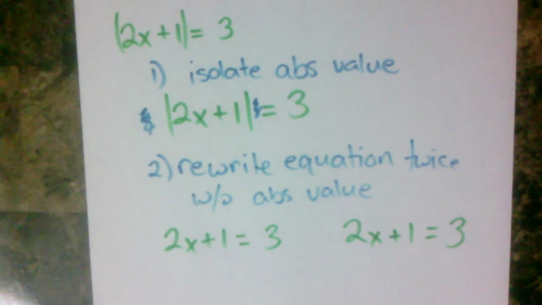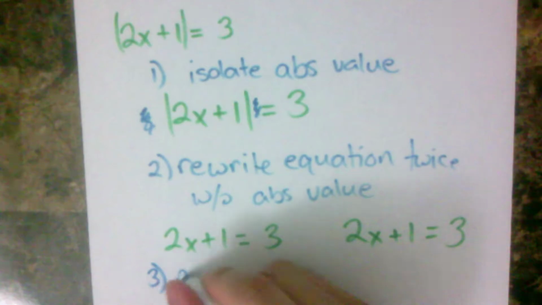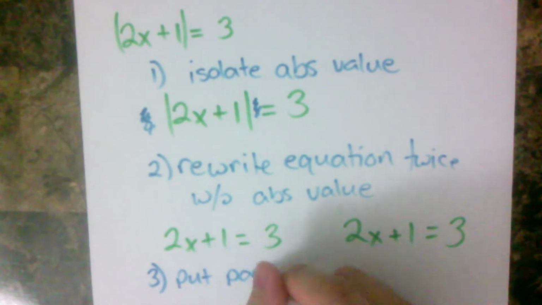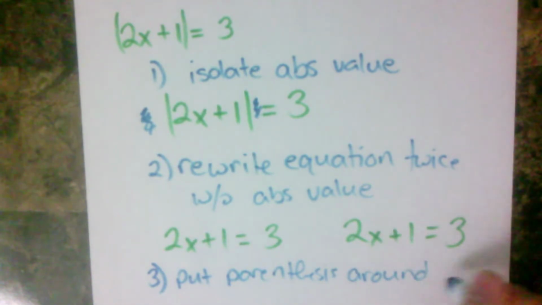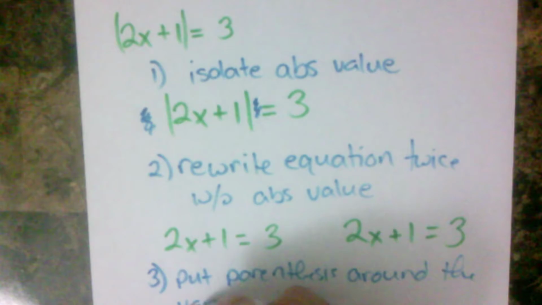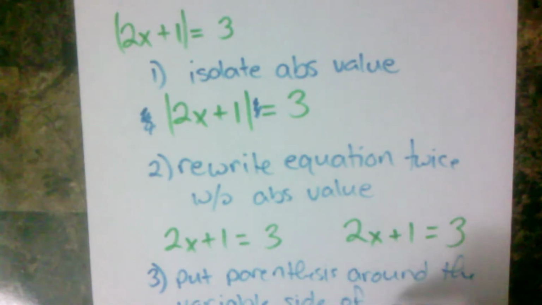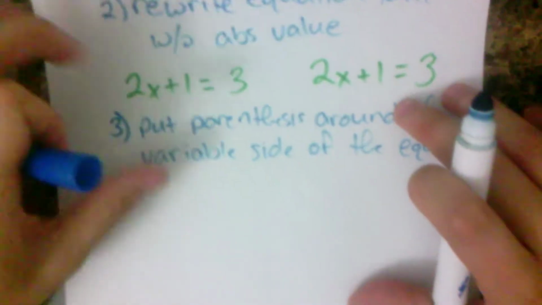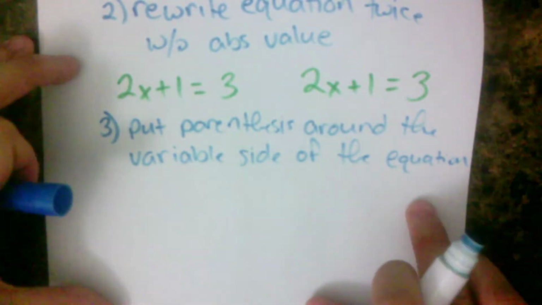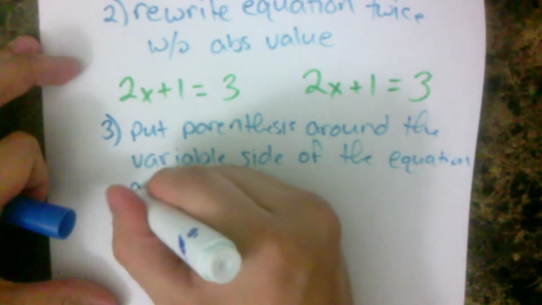Now that we're here, our third step is to go ahead and put parentheses around the variable side of the equation. So whichever side has the variable is the side that you would want to put parentheses around. Oh, sorry about that. So put parentheses around the variable side of the equation, and add a negative sign.